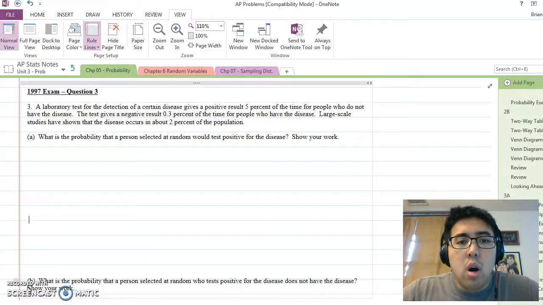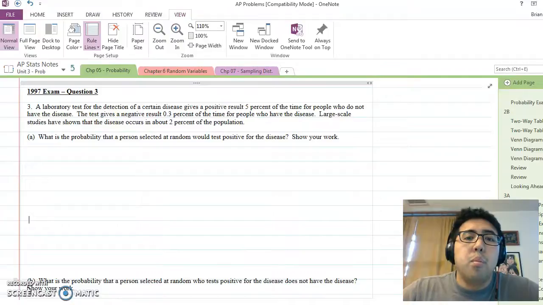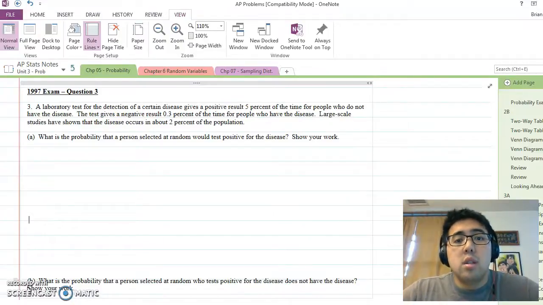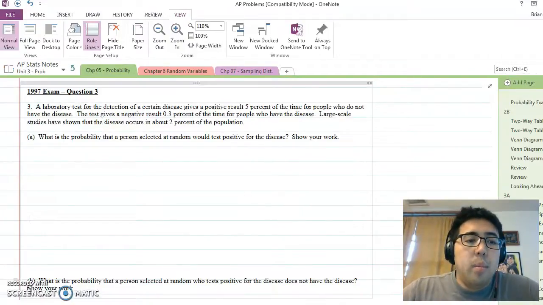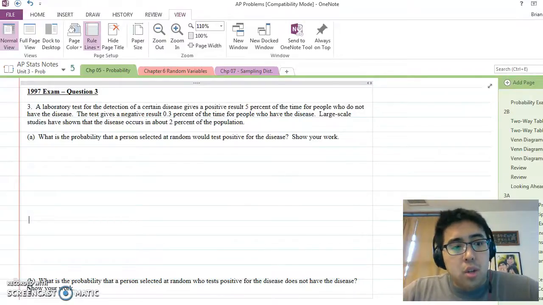So right now you'll be given the opportunity of watching me work through a question, and then we will look at the answer rubric together, and then you can score your question against my question as well as the answer rubric. So let's get started.